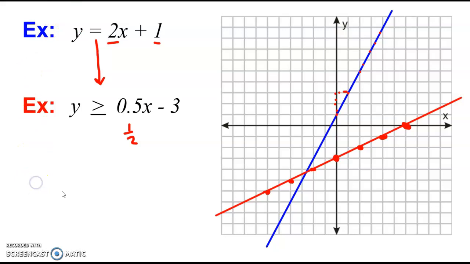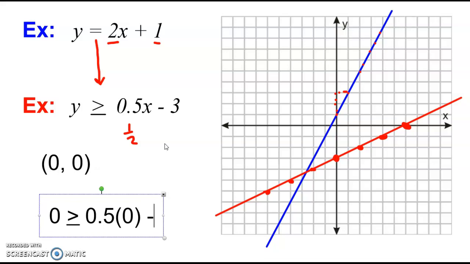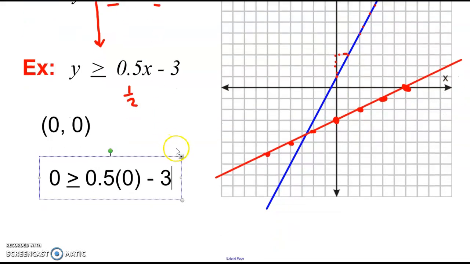So I'm going to plug in a 0 for x and a 0 for y. We test the origin, and we're going to see whether or not we get a true statement. So the origin's easy to use because 0 is an easy number to work with. So let's see what happens here. If I do 0 is greater than or equal to 0.5 times 0 minus 3. Okay, we go ahead and solve that.